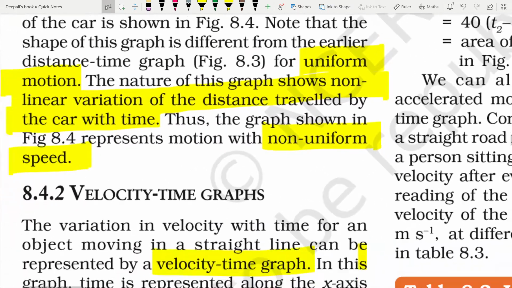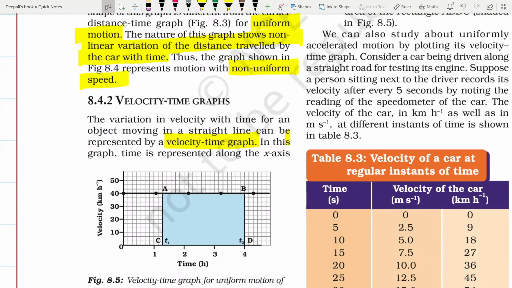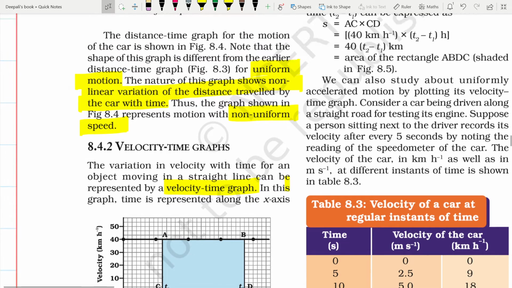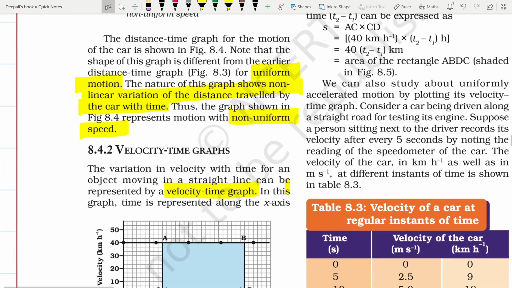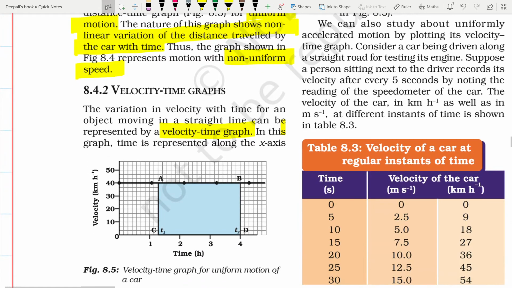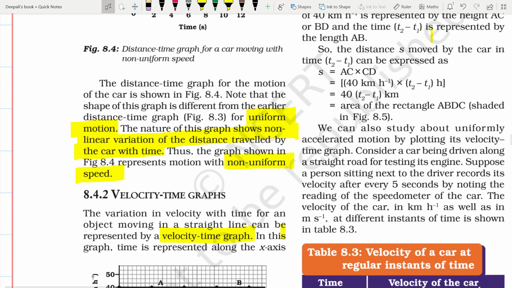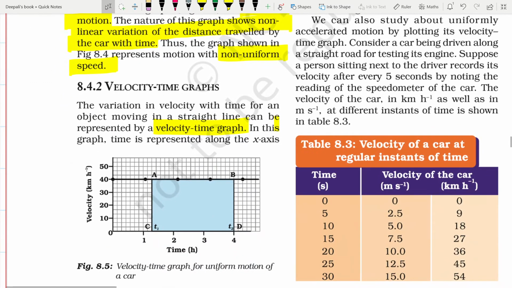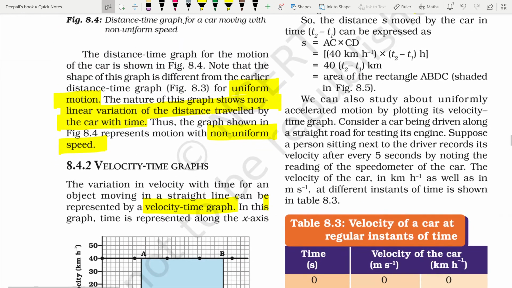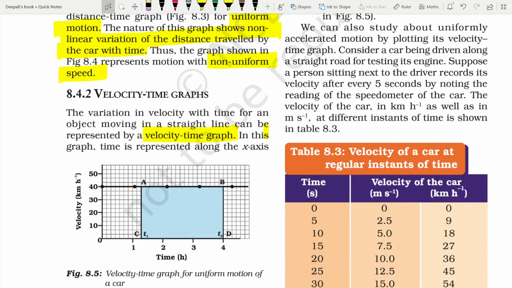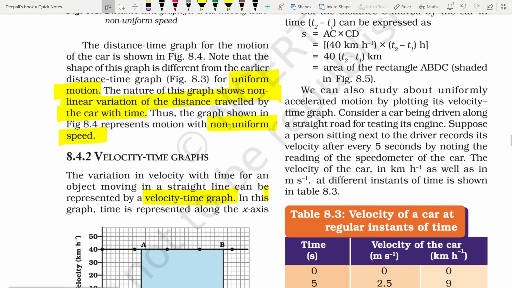So is that clear? That the distance traveled is the velocity into the time taken, and that will show us the displacement of the object. AC shows the velocity of the object and CD shows the time taken to cover that distance, which is giving us distance or displacement.